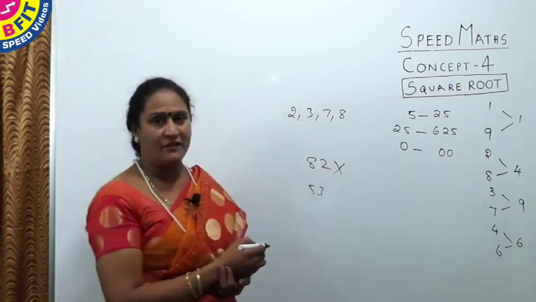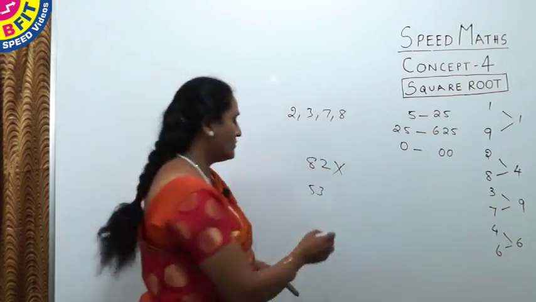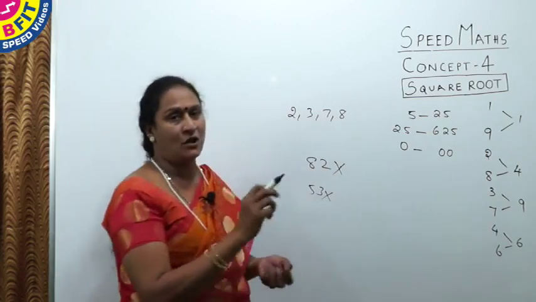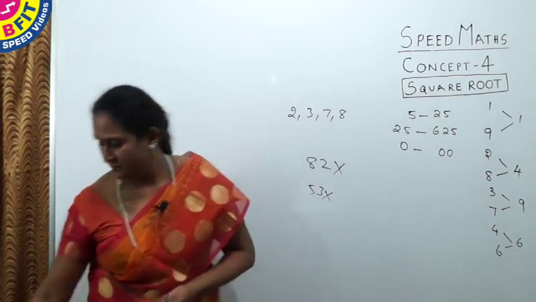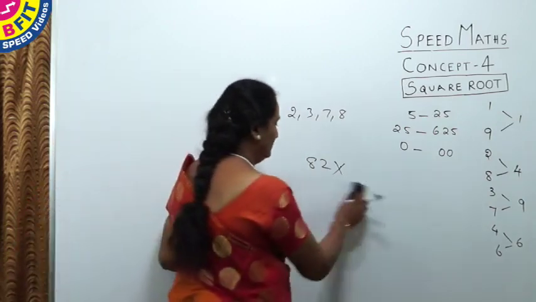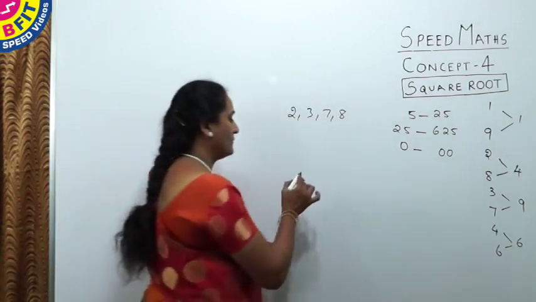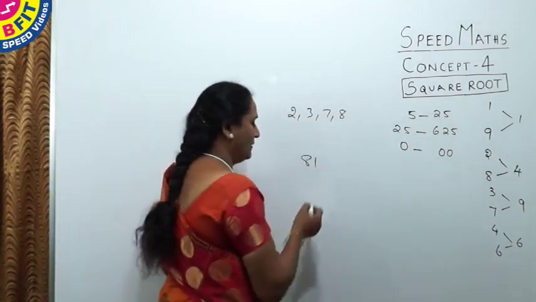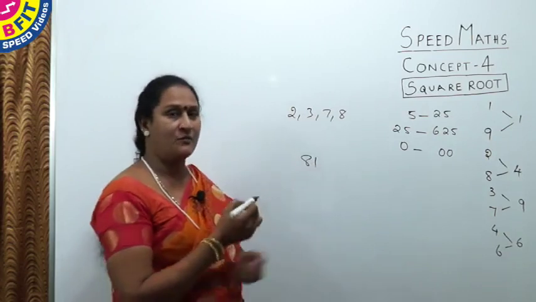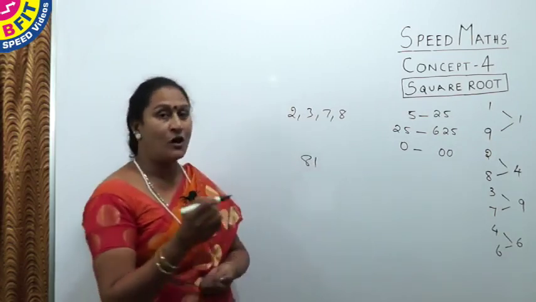Suppose you have 53. Seeing this 3, we can eliminate it; it is not a perfect square. Say if a number ends with 1, then it is a perfect square? So it's not always.